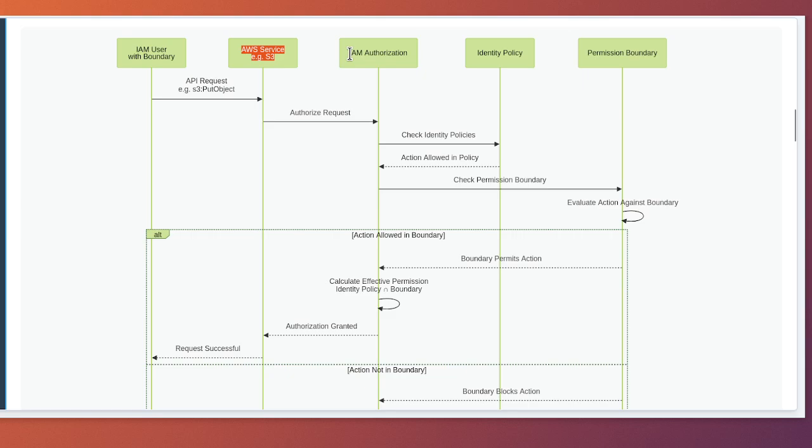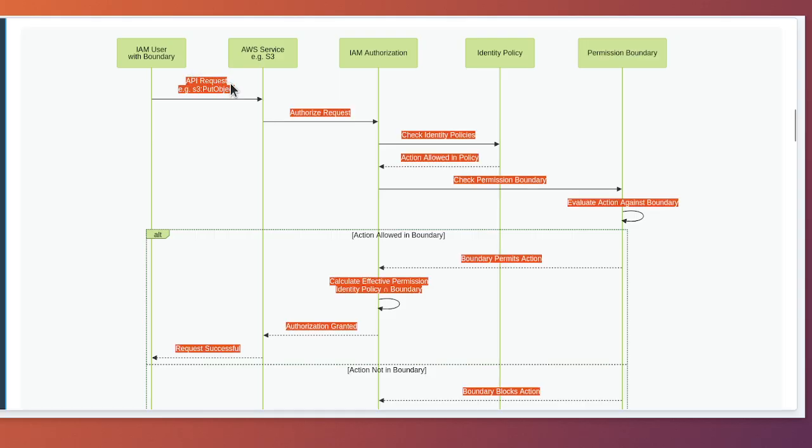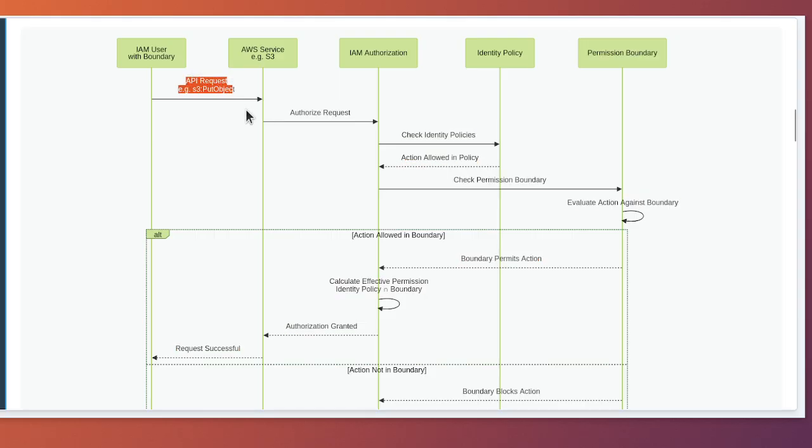Third is IAM authorization, representing AWS's authorization system. Fourth is identity policy, representing the user's attached policies. Fifth is permission boundary, representing the boundary policy. The sequence begins with IAM user sending an API request to AWS service, for example S3 put object to write an object to S3.